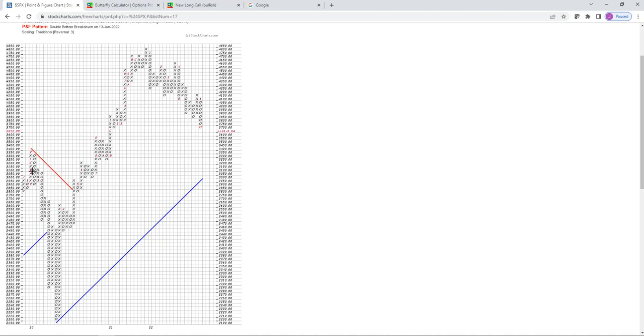It filters for insignificant price moves and noise. It focuses on the importance of the price movement, and it removes the time aspect from the analysis, as we mentioned. And it makes support and resistance levels easier to identify. So this is point and figure.